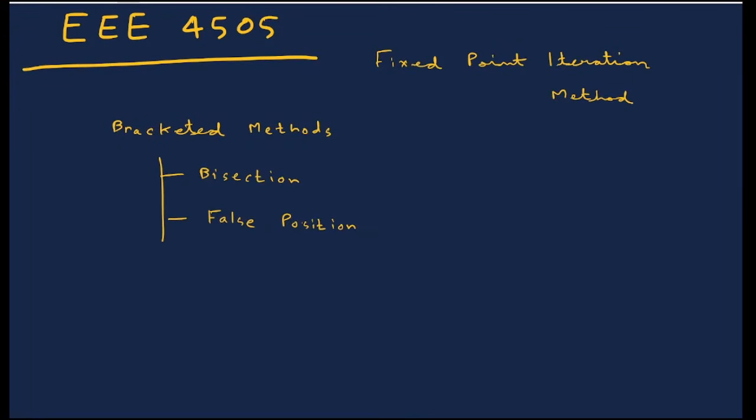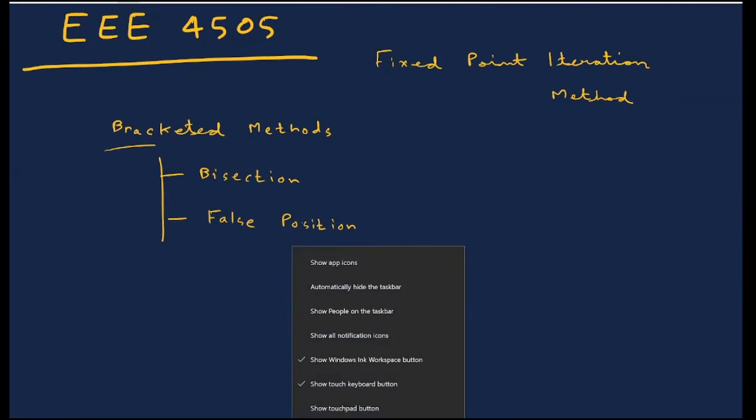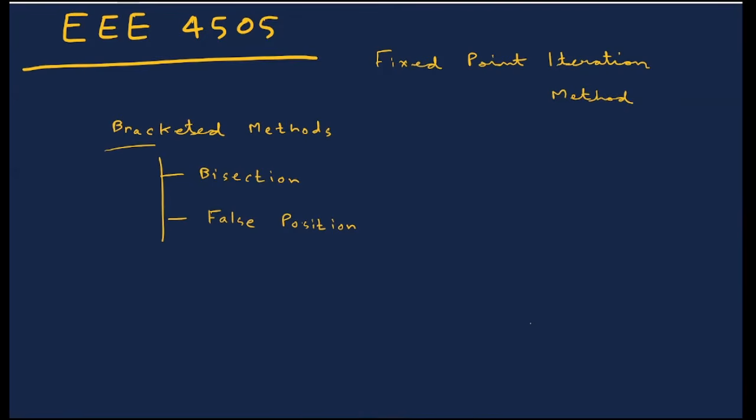Before we go deeper into the discussion about fixed point iteration method, let us have a look at the topics that we have learned so far. In our previous class, we learned about two numerical methods for solving equations. Those were basically bracketed methods. Why? The topics that we learned in our previous classes were bisection method and false position method.